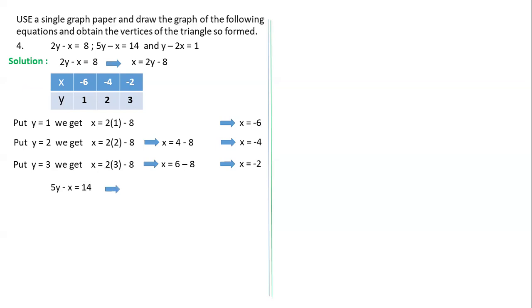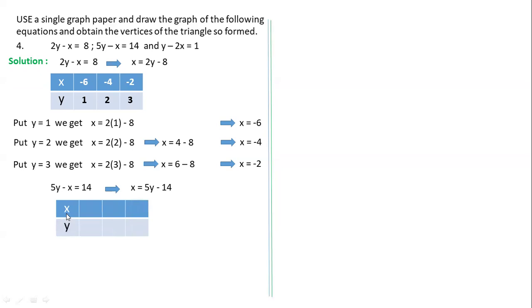Again, we make the table. We can write this as x is equal to 5y minus 14. I think this is pretty clear. It's simple solving because you're a 10th standard student. Y is negative, so you bring it this side and it becomes positive, and plus 14 becomes minus 14. So 5y minus 14 is the value of x.